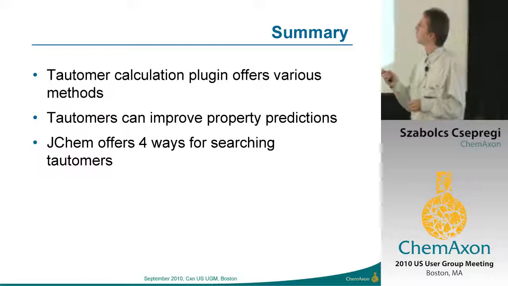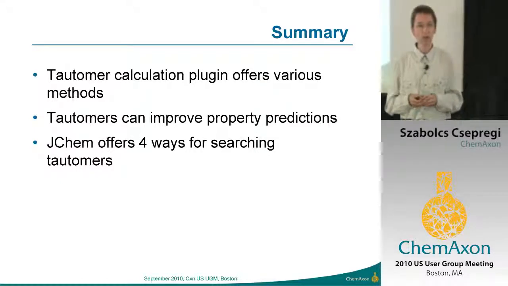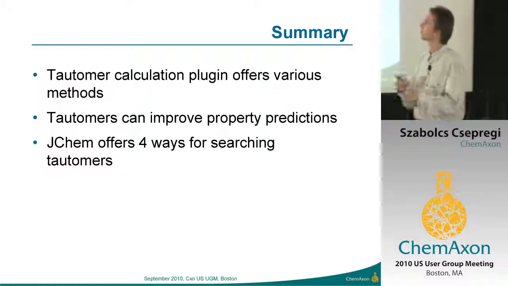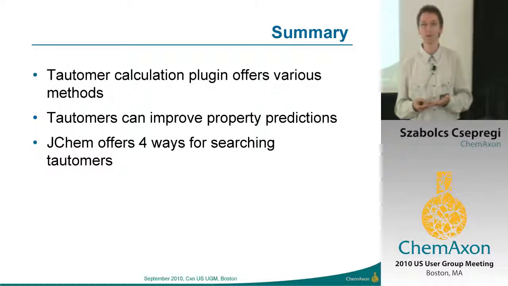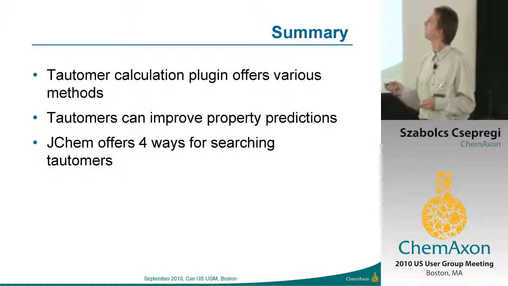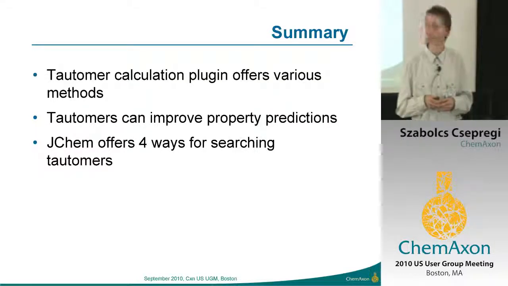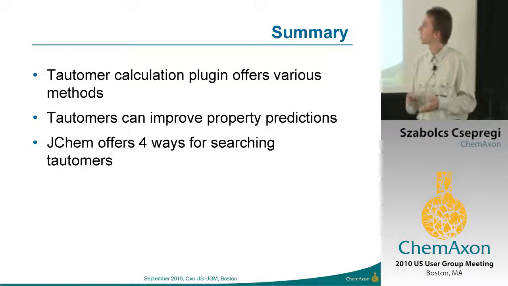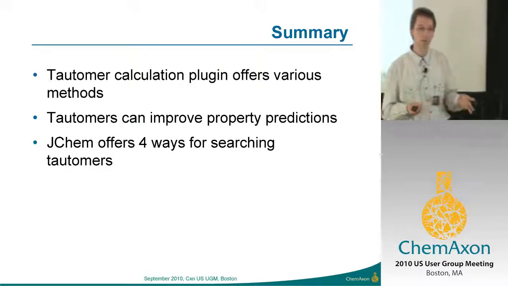So, to sum up, the calculator plugin gives several methods to predict different types of tautomers, and it can also improve property predictions. And JChem offers 4 ways for searching tautomers.